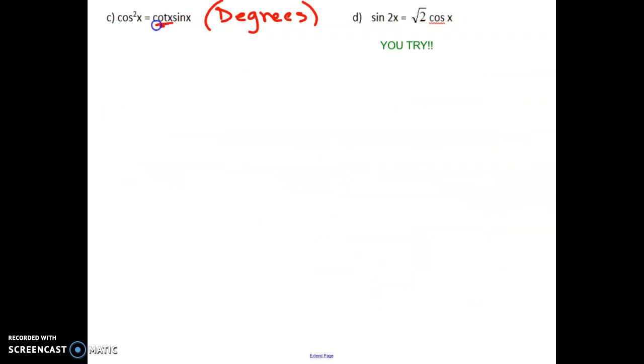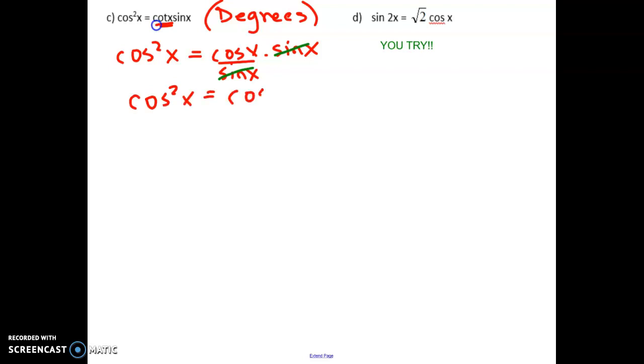So let's look at example C here. Let's start by changing our cotan into cos over sine. I'm going to do that because I see that cos and sine are both still in my question. So cos squared x will equal cos over sine times sine. Now what do you notice? Those sines cancel. So we're left with cos squared equals cos.